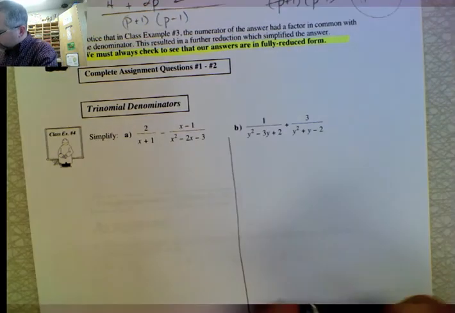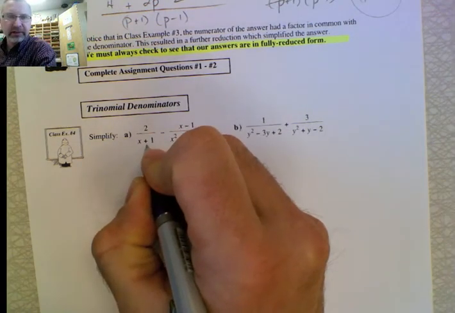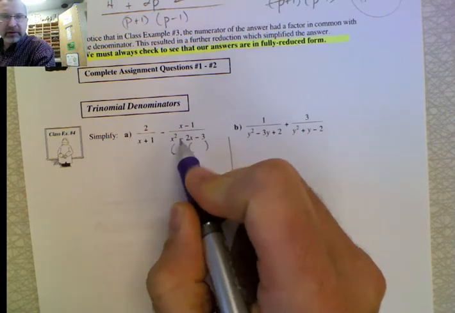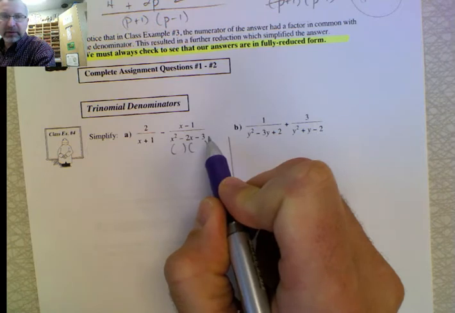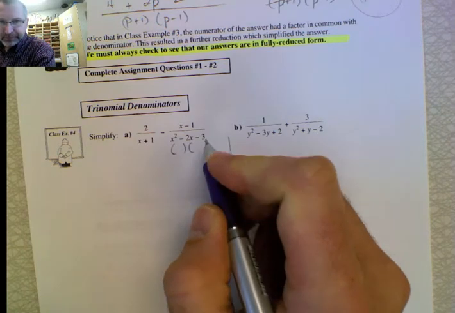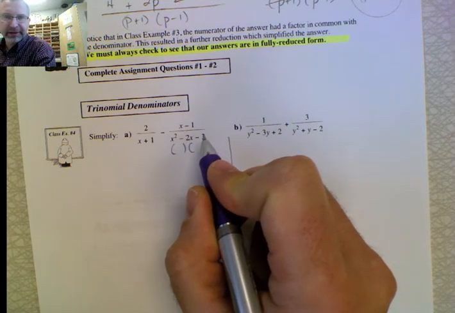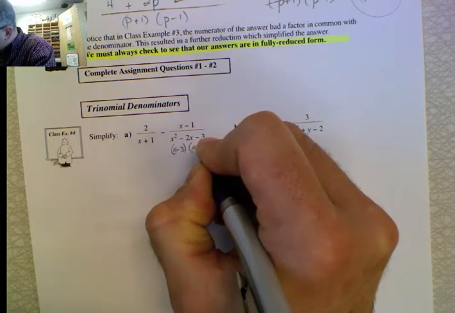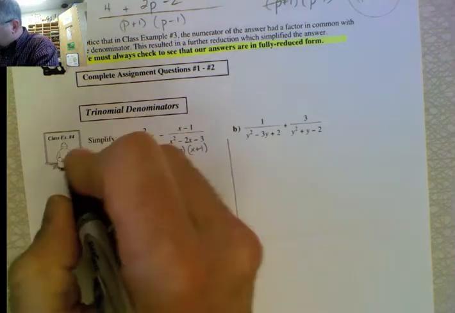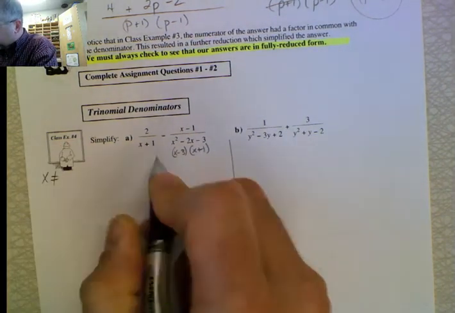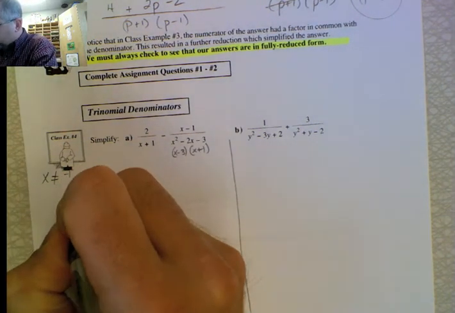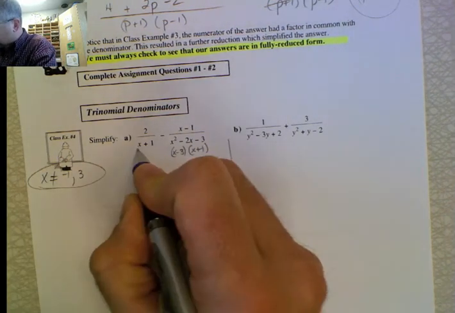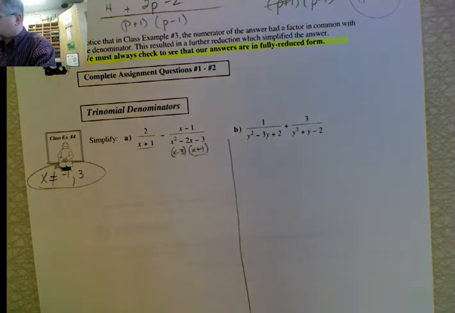So if we look at the first example, x plus 1 is already factored. But if we factor the next trinomial, two numbers that multiply to -3 and add to -2 are x minus 3 and x plus 1. So now we're going to do our restrictions. What can x not equal? Well, x cannot equal -1 or 3. That's it. We've dealt with all of them because those x plus 1s are the same.